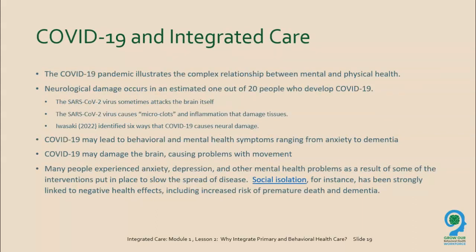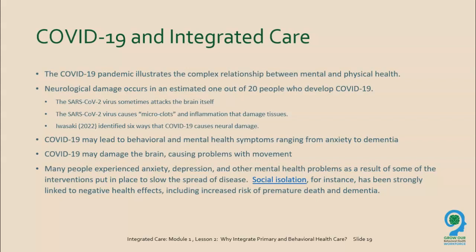I wanted to bring up COVID-19 and integrated care. I know everybody's done with the pandemic, but the pandemic's not done with us. One of the things that we've been learning over the last 3 years about infection with the SARS-CoV-2 virus, the coronavirus or COVID-19, is that viral infection can lead to many different physiological problems. Neurological damage occurs in an estimated 1 out of 20 people who develop COVID-19. It might actually be higher than that. It might be as high as 20 out of 100.